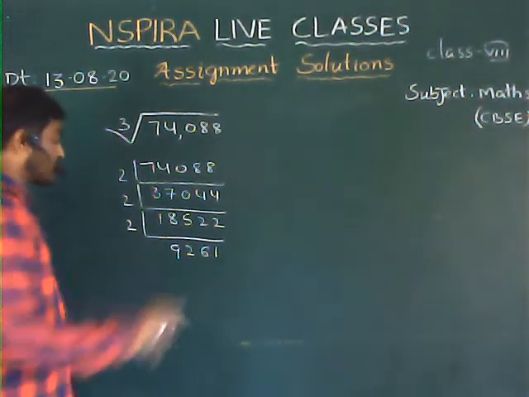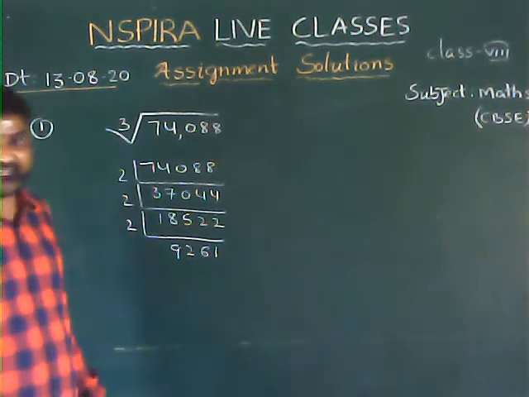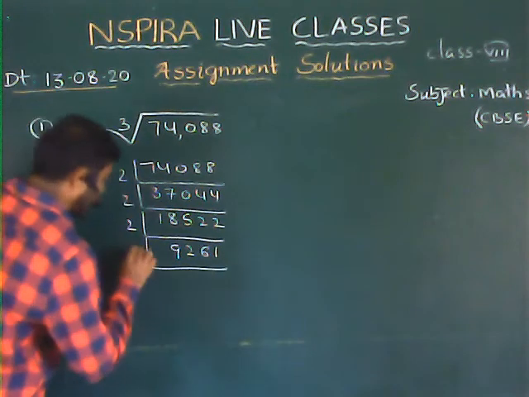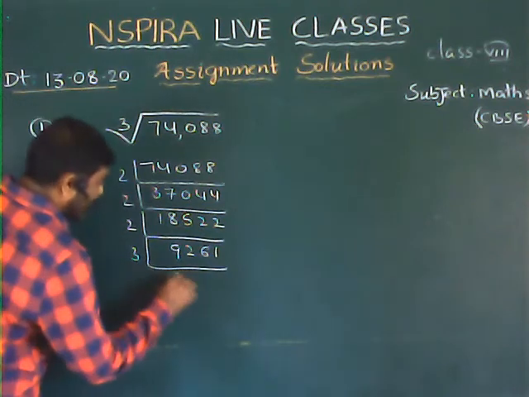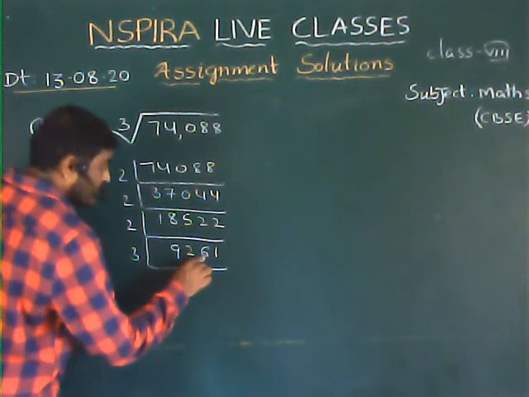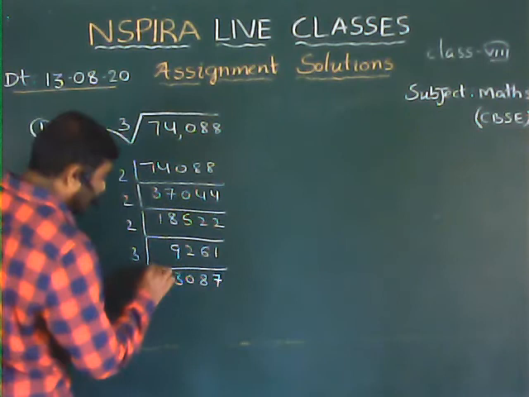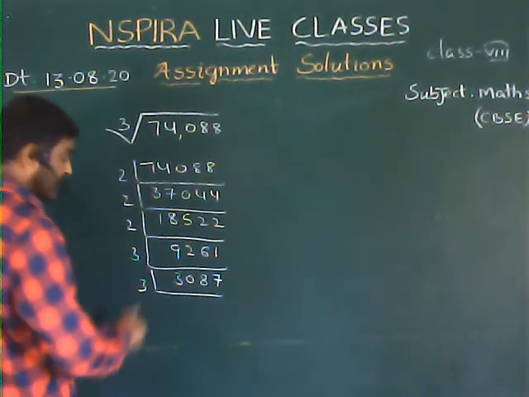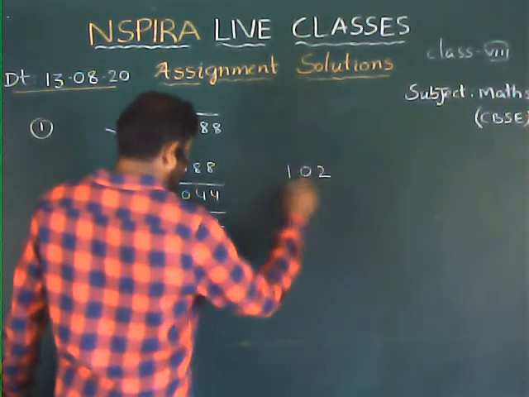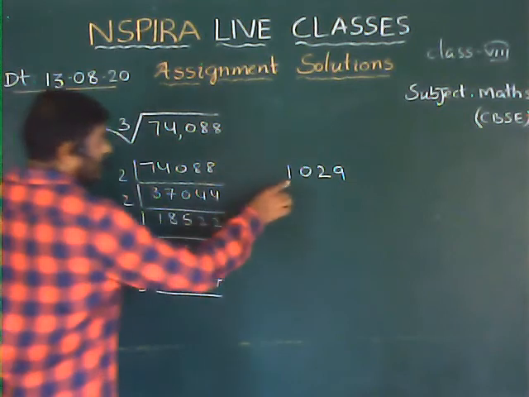So this one cannot be divided by 2. Now let us try with 3. 9 plus 2 is 11, 11 plus 6 is 17, 17 plus 1 is 18. The sum of the digits is 18, which is divisible by 3, so this will be divided by 3. 3 3s are 9, 0, 3 8s are 24, 2 will be left, 21, 3 7s are 21. Again with 3, 3 1s are 3, 0, 3 2s are 6, 3 9s are 27. When we divide this by 3 we will get 1029.